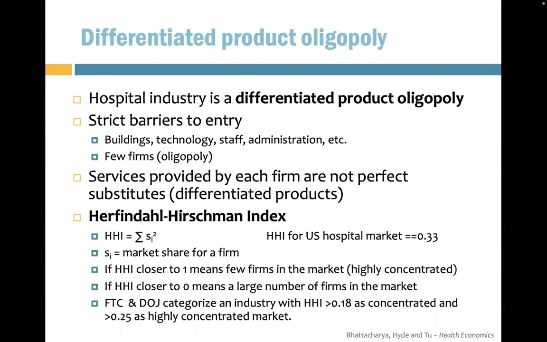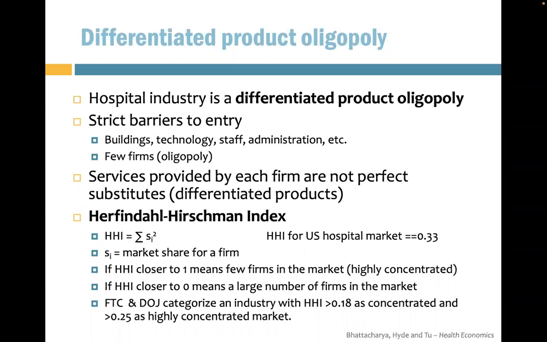We have an index, HHI, to describe how concentrated an industry is. HHI equals the summation of S_i squared, where S_i is the market share of one firm. Think of if we only have one firm in this whole industry, there's only one player. Everyone has to go to this one single hospital, there are no other hospitals. Then S_i is 100%, because this hospital takes up 100% of the whole industry. If S_i is 100%, then 100% squared is 1.